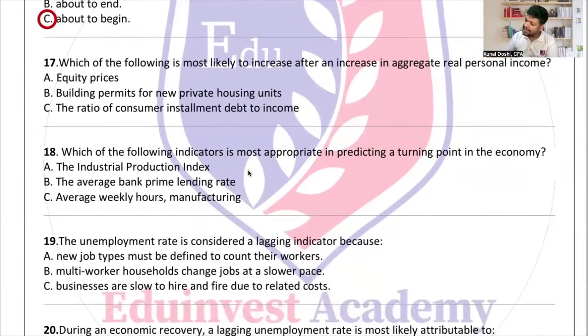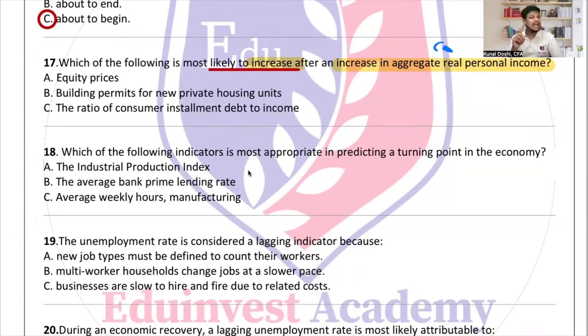Which of the following is most likely to increase after an increase in aggregate real personal income? Again, coincident indicator. Coincident means almost at the same time. Correct? They are asking which of the following is most likely to increase. When the coincident indicator is increasing, an increase in personal income means people's income is increasing. That's a good sign, right? That's a healthy sign of the economy. So, which of the following is most likely to increase?